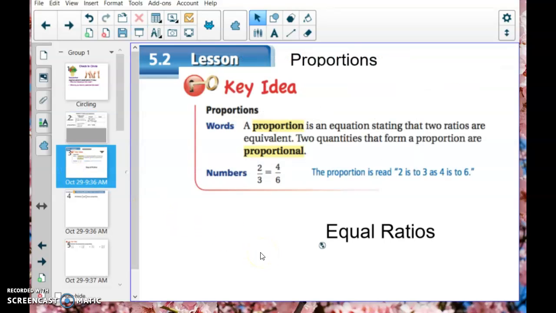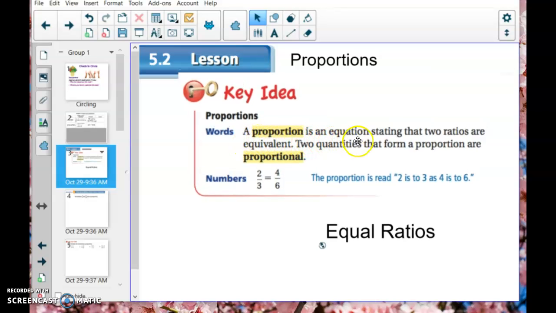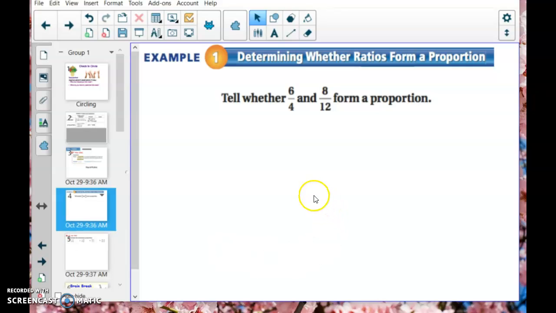Alright, so in your notes, the 5.2 lesson on proportions, the key idea is a proportion is an equation stating that two ratios are equivalent. Two quantities that form a proportion are considered proportional. So we would say 2 to 3 as 4 to 6, so those two would be proportional to each other. In class, we watched this equal ratios video, but next up, example 1.